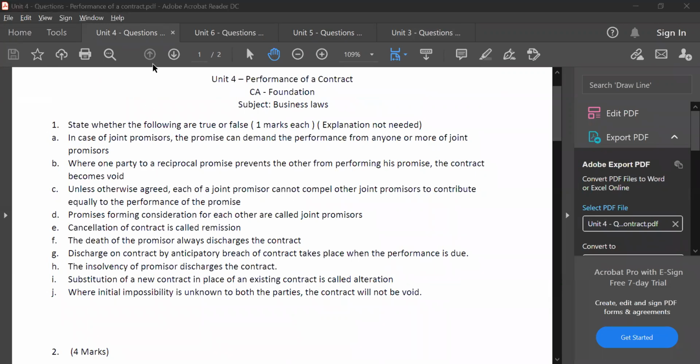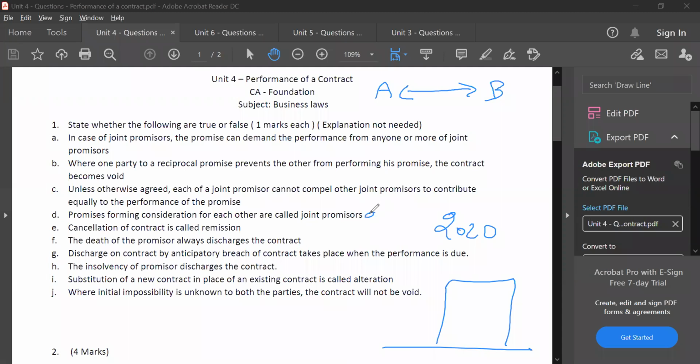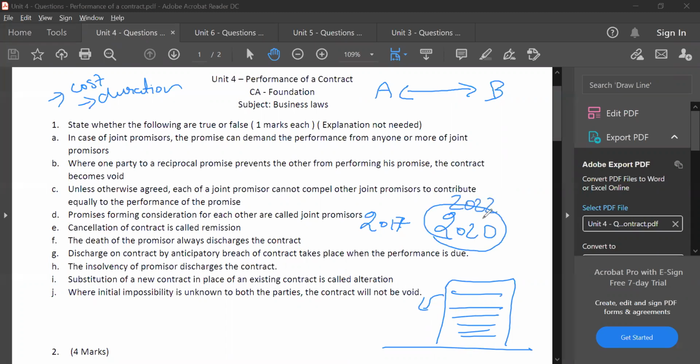See, I'll give you an example. Let us say A and B have entered into a contract for construction of a building, which is supposed to be completed by the year 2020. This was entered into in, let's say, 2017. The agreement had so many clauses: the cost of the project, the duration of the project, and so many other things. Now, if in this contract you change some small point like the duration because of coronavirus, instead of 2020, we are postponing to 2022, increasing by 2 years.